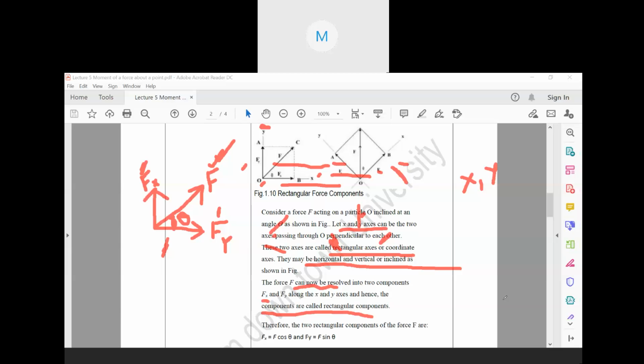Now the two rectangular components of the force are, look, Fx equal to F cos theta. That means in the x-axis, this will be F cos theta, and in the y-axis, Fy. We discussed this in the last class also, right? So this is the explanation, the notes of that. Are you getting me, everyone? Yes, sir. Fy will be F sin theta.